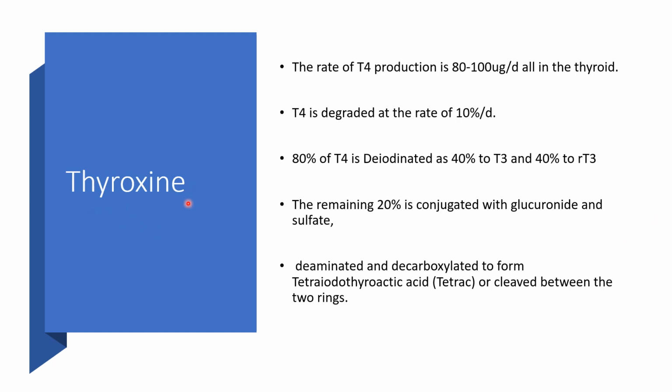The tyrosine. Remember, anytime you come across tyrosine, we're talking about T4. The rate of T4 production is about 80 to 100 microgram per day, all happening within the thyroid gland. T4 is degraded at the rate of 10% per day. 80% of T4 is deiodinated as 40% to T3 and 40% to reverse T3. The remaining 20% is conjugated with glucuronide and sulfate, deaminated and decarboxylated to form tetraiodothyroacetic acid, that is tetra, or clipped between the two rings.